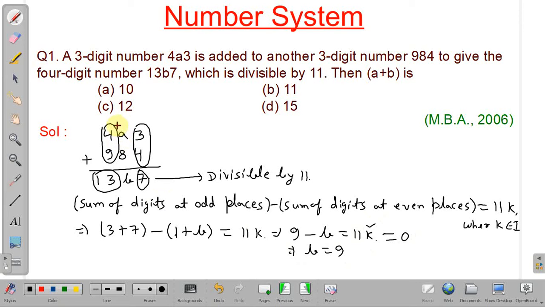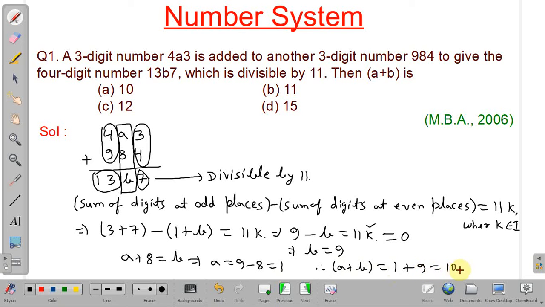Now from this one, A plus 8 equal to B. We can write another equation, A plus 8 equal to B. So B is equal to 9, therefore A equals 9 minus 8, that is equal to 1. So now we have A equal to 1, B equal to 9, therefore we have to find A plus B. So it will be equal to 1 plus 9, that is 10. So our answer will be A.